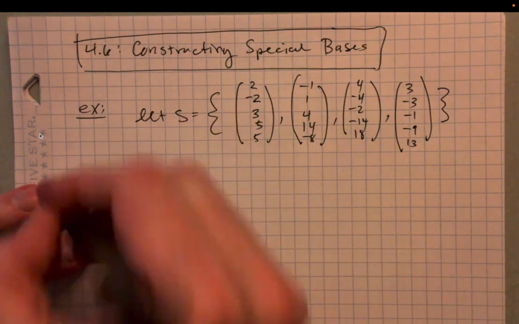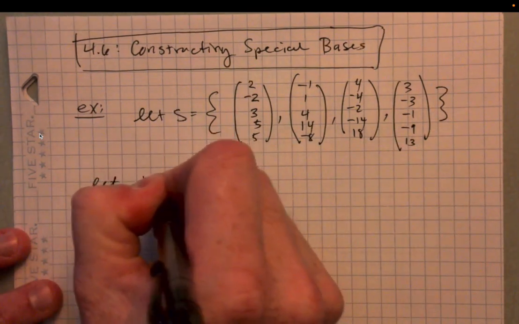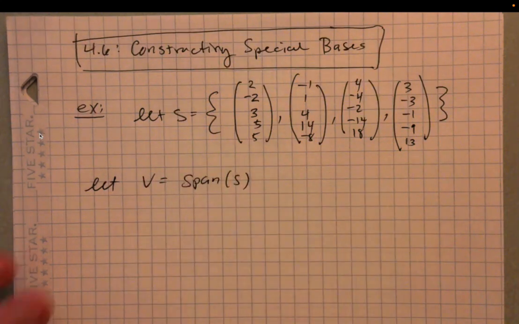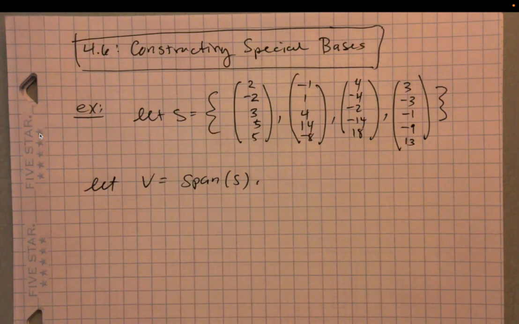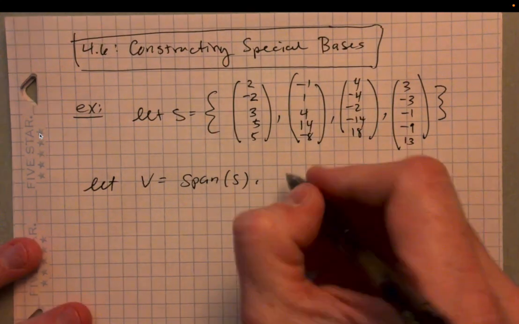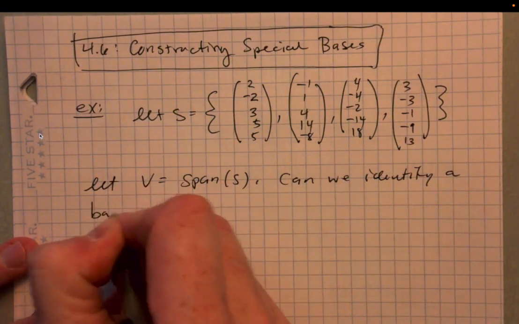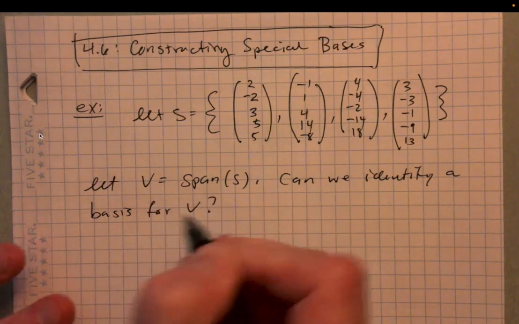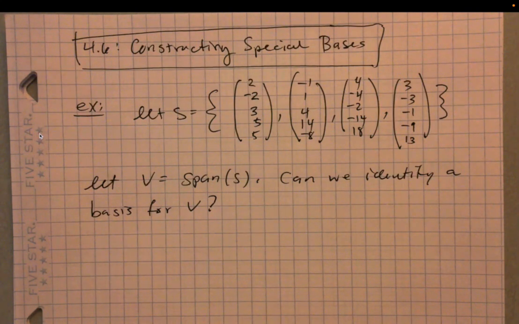The vector space we're interested in is the span of this set S. So we're going to let V equal the span of S. Now what we want to do is identify a basis for this vector space. Can we identify a basis for V? S is certainly a spanning set, because V is equal to the span of these 4 vectors. It may or may not be linearly independent, but it is spanning.